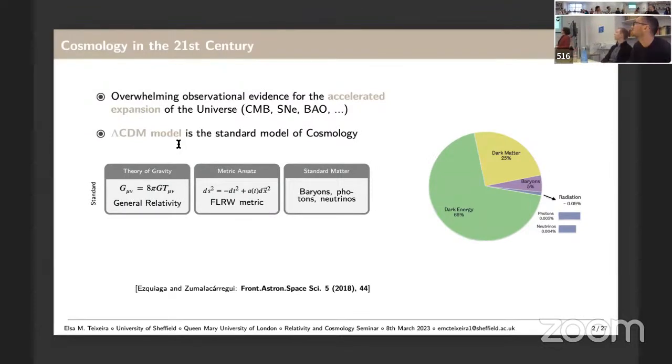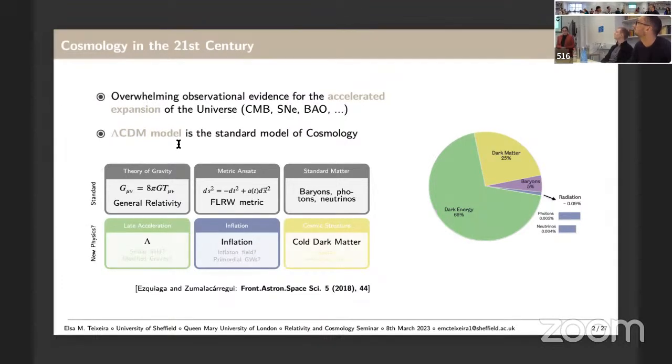And so this model relies on three, let's say, standard pieces of physics, which would be our nice theory of gravity, general relativity. Then we have to have a metric ansatz based on assumptions we make about the universe. So we usually work with the FLRW metric that assumes homogeneity and isotropy in the universe. And then we have the standard model that also appears in the standard model of particle physics that we all observe. So those would be baryons, photons, neutrinos, etc.